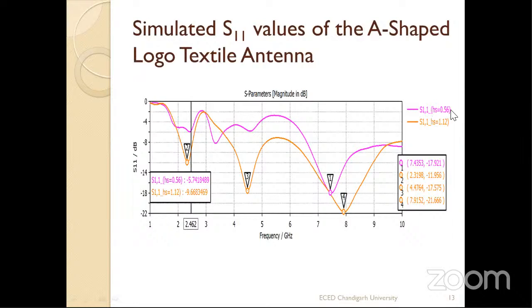0.56 mm is the substrate thickness. The substrate is jeans material, a jeans textile material. So 0.56 mm jeans thickness and 1.12 mm jeans thickness. If we compare the results between the two, the values for 1.12 mm are better than 0.56 mm. So if we are going to design the antenna just like that, we are using 2 layers of the jeans material.